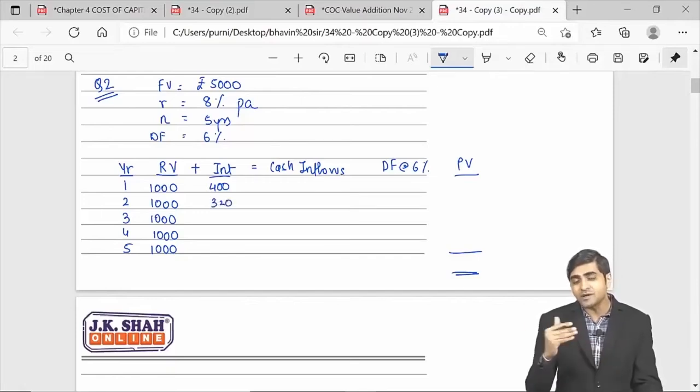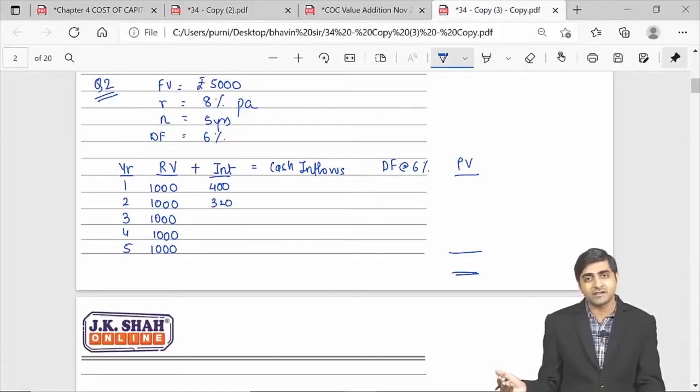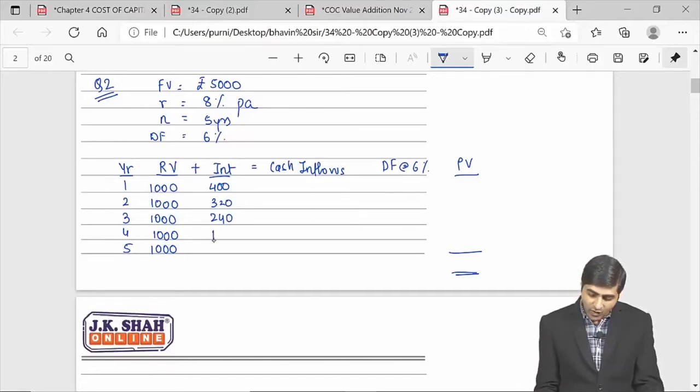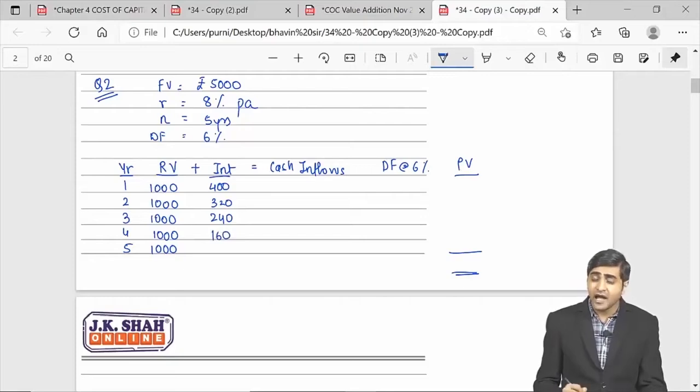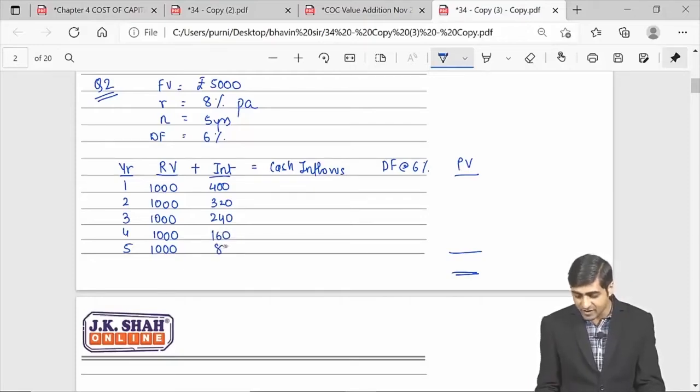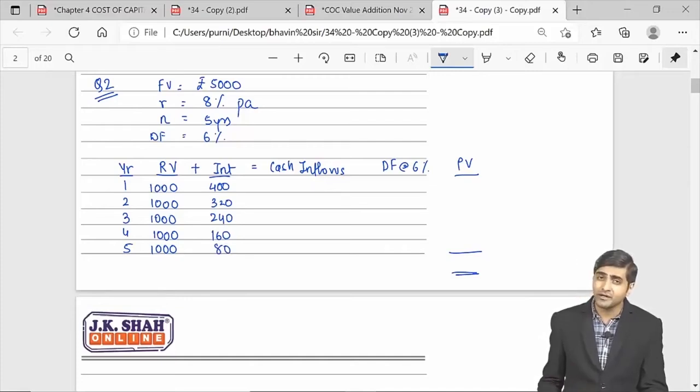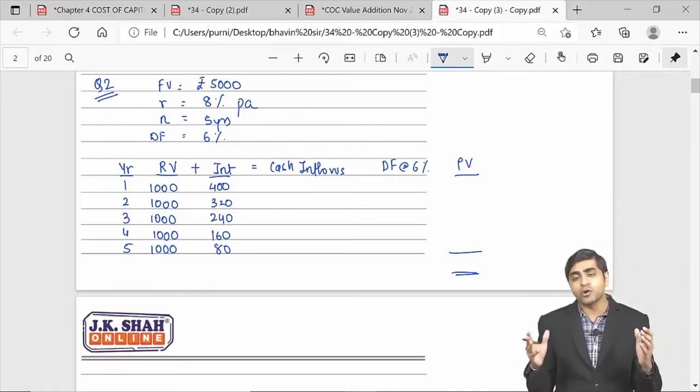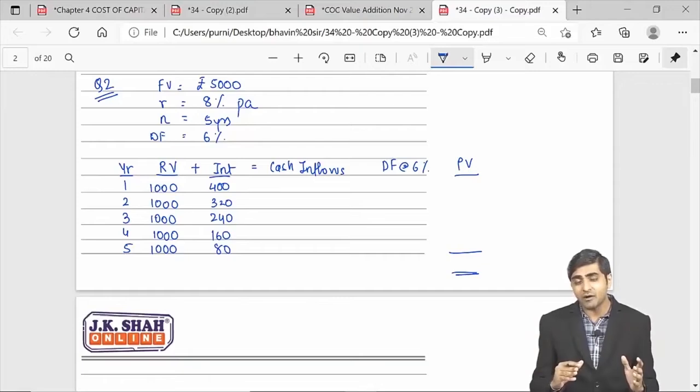Now again 1,000 rupees is returned back by the company to the investor. So now the outstanding amount is 3,000 rupees, and on 3,000 at 8%, this will give you 240. For fourth year, now 2,000 rupees is outstanding, and on that 2,000 at 8%, 160 will be considered here. And in the last case, on 1,000 at the rate of 8%, 80 will be the interest which will be provided. So interest, as you all know, will only be provided on the outstanding amount.